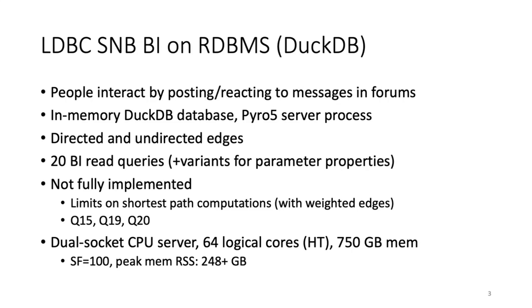For this study, we used a dual socket Cascade Lake CPU server. It has 16 physical cores per socket. So for two sockets, you have 32 physical cores. We turn on hyper-threading, so it has 64 logical cores and the total memory is 750 GB. For scale factor 100, the peak memory resident size was about 250 GB while running the workload.